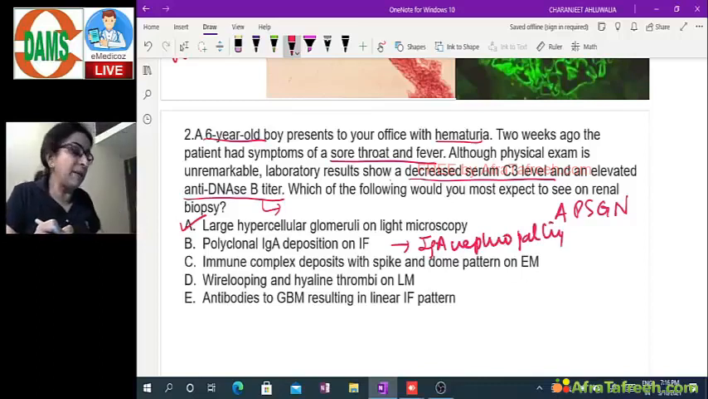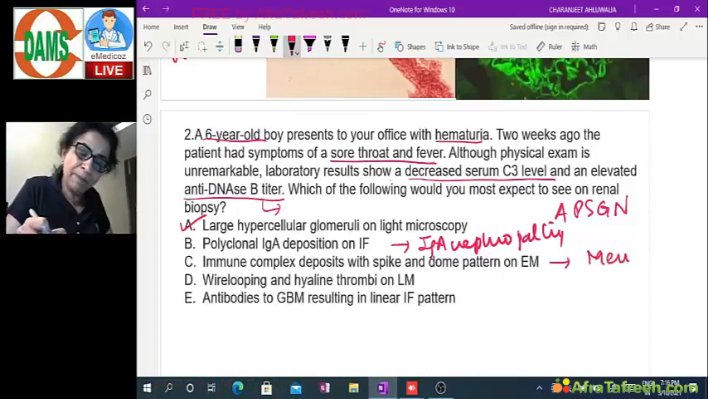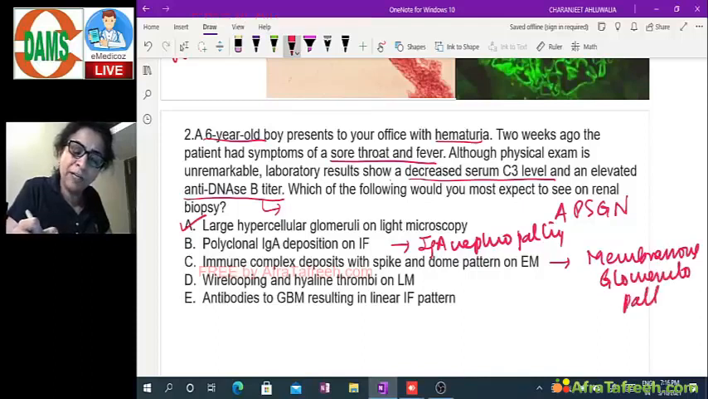Okay, now we will read further. Preeti, Muskan, Parvinder, all have given the answer. You are correct. Now we will read about spikes and domes. Spike and dome pattern is characteristic of membranous glomerulonephritis or membranous glomerulopathy. I will teach the spike and dome pattern just now.